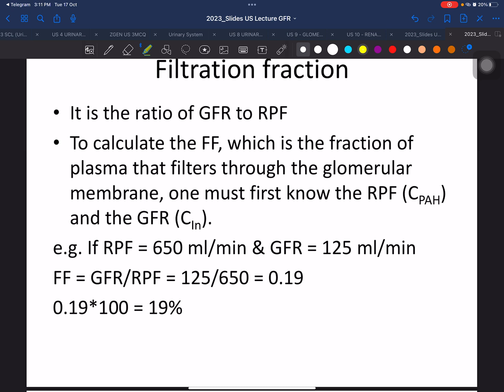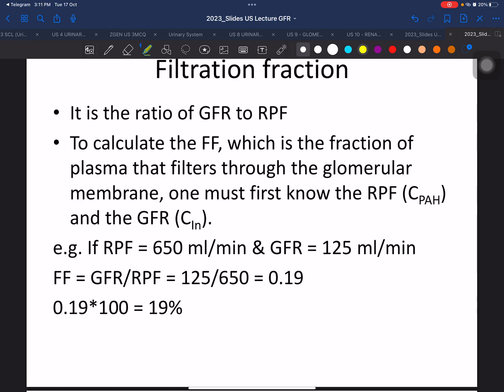How to calculate RPF is through the clearance of PAH and the GFR, the clearance of inulin or any other that can represent this GFR. So let's say RPF is 650 ml per minute and GFR is 125 ml per minute. For the filtration fraction, you divide GFR by RPF and you will get about 0.2, which means 20% filtration fraction. This is just for you to get to know how this filtration fraction is derived.